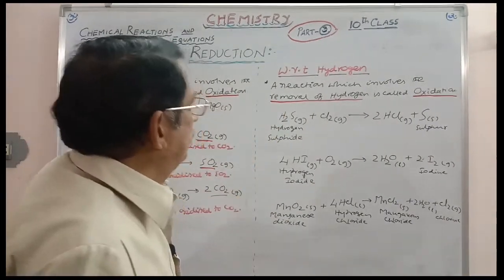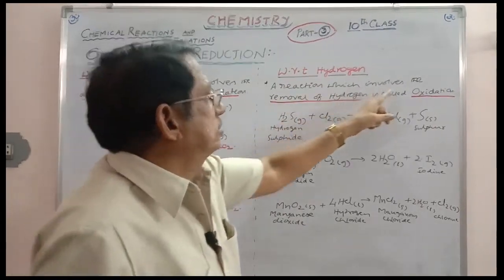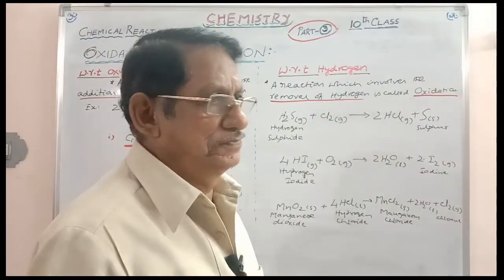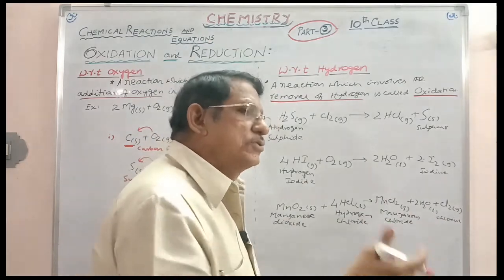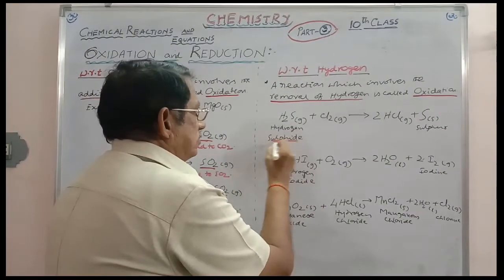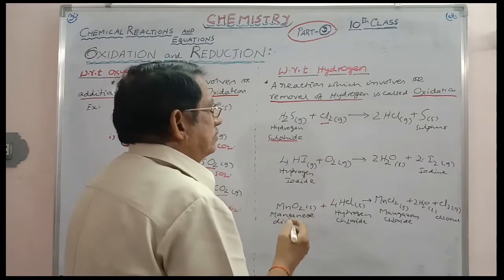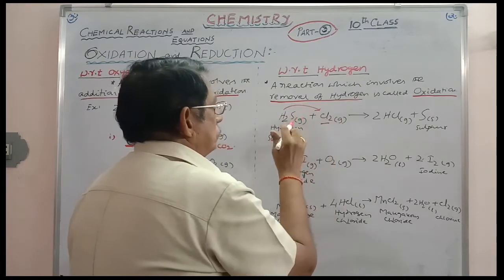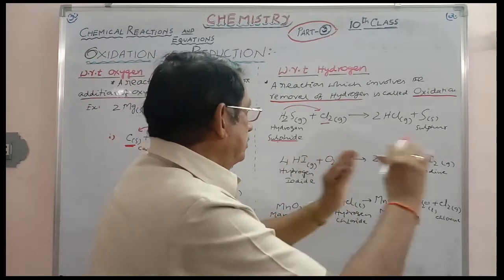And in this case, once again, with respect to hydrogen, a reaction which involves the removal of hydrogen is called oxidation. You have to remove hydrogen from that compound. Hydrogen is present in the form of a compound with another element, metal or non-metal. If that is removed, it is oxidized. So here I am taking hydrogen sulfide gas treated with chlorine. What happens here? This hydrogen is given to Cl2. Sulfur is losing hydrogen.